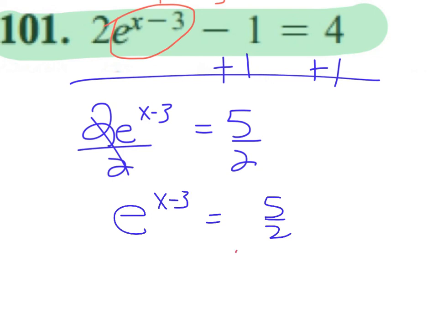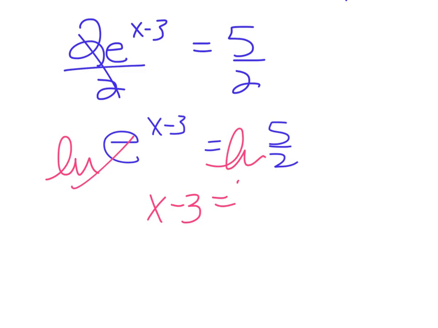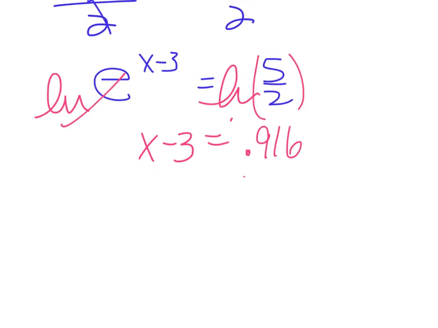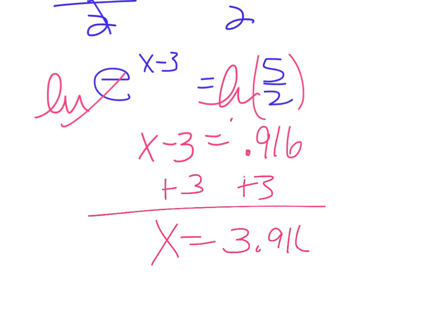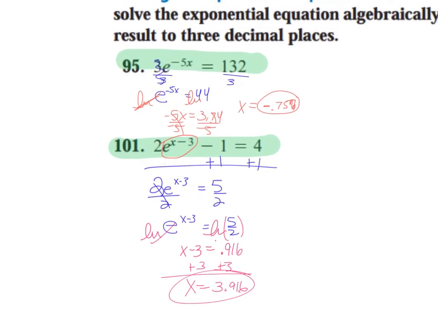So how do I get the e to go away? Take the ln of both sides. So I have x minus 3 equals, what's the natural log of 5 divided by 2? 0.916. Lastly, plus 3. So x equals about 3.916. Yeah? Yeah. Okay.